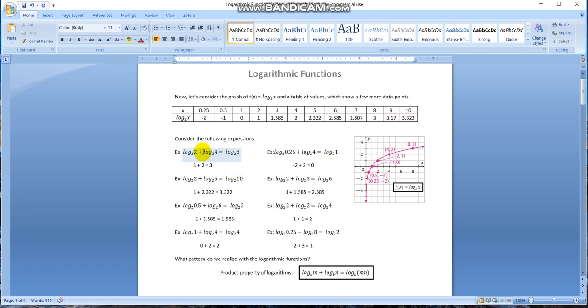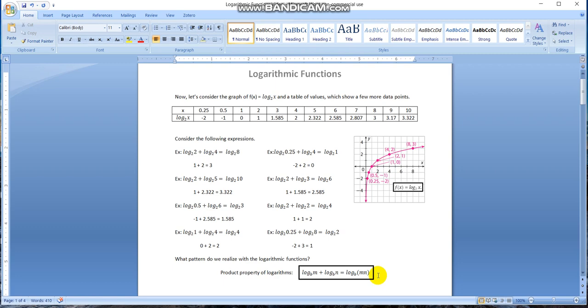Now, if some of you have started to see a pattern with this, you see this 2 here, and the 4, and the 8. 2 times 4 equals 8. Okay? If you see this one here, 2 times 5 equals 10. Okay? So, if you look at all of these, no matter what you try, as long as these seem to work, the product property for logarithms is you just take the number in front here and then you can multiply them together.